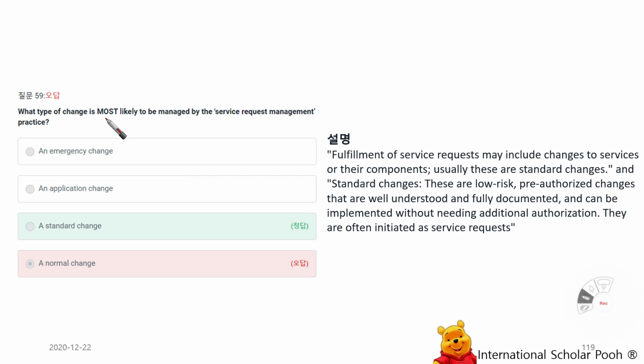What type of change is most likely to be managed by the service request management practice? Standard change. Fulfillment of a service request may include changes to a service or its components. Usually these are standard changes. Standard changes are low-risk, pre-authorized changes that are well understood and fully documented, and can be implemented without needing additional authorization. They are often initiated as service requests.